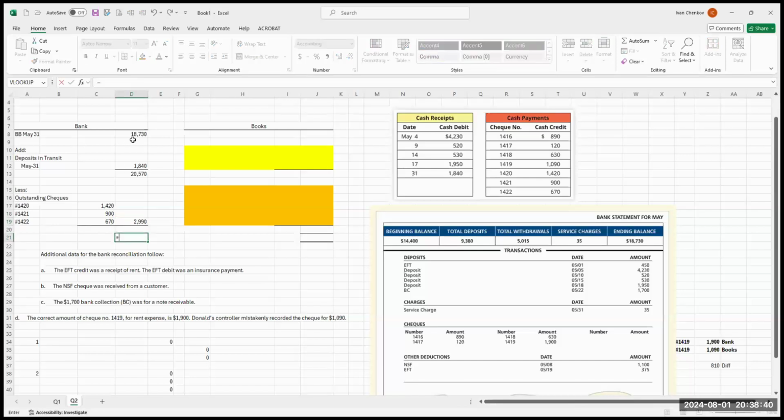And the book balance in this case will be this amount minus the outstanding checks. It should be $70,580. Now we have to get the same amount sitting here. That will be our adjusted bank balance at May 31st.